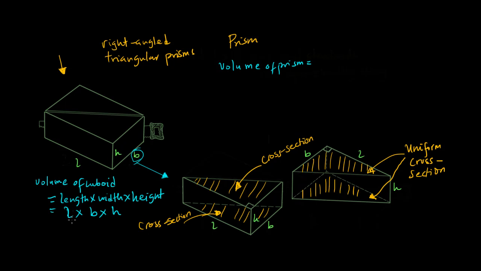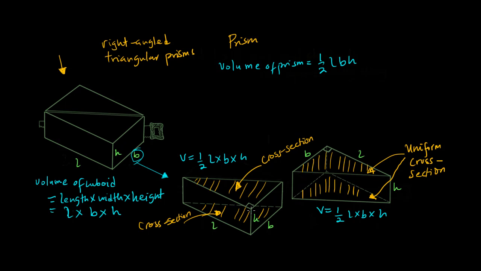Now if the volume of this cuboid is length times breadth times height, this right angle triangular prism is just half of this cuboid. That means the volume of this right angle triangular prism will be 1/2 length times breadth times height. If the volume of the whole cuboid is length times breadth times height, the volume of the right angle triangular prism will be half of the volume of the cuboid, and the volume of this other one will also be half of the volume of the cuboid. So the volume of this triangular prism will be 1/2 the length times the breadth times the height.